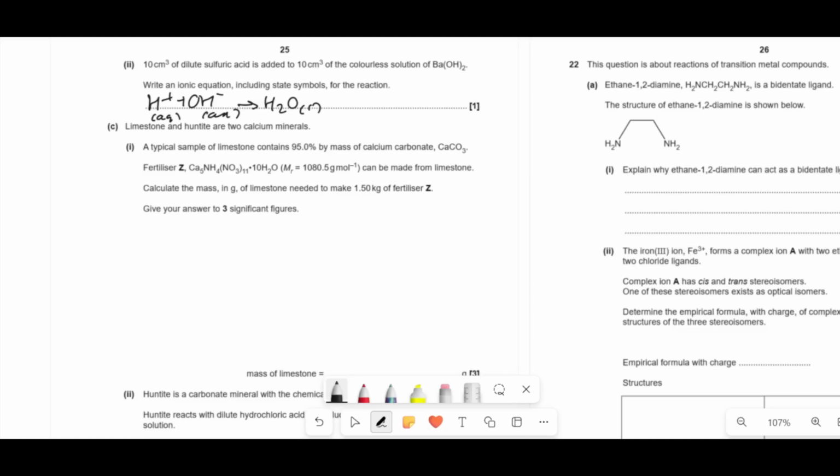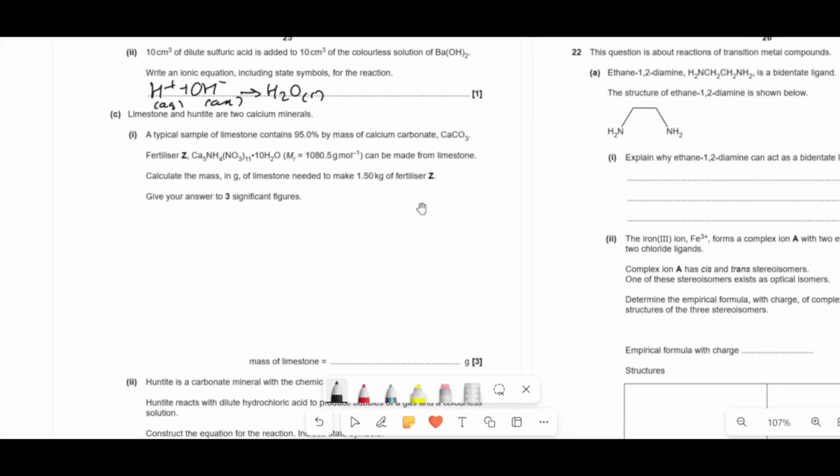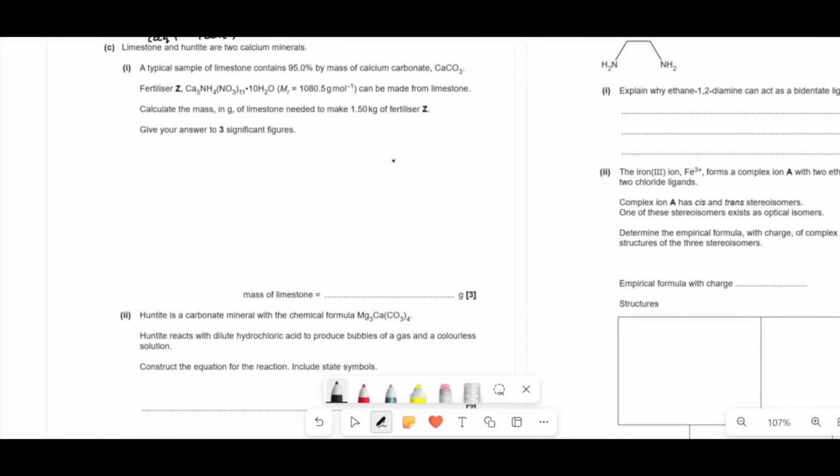So now it says limestone and huntite are 2 calcium minerals. A typical sample of limestone has this much calcium carbonate. Fertilizer Ca5(NH4)(NO3)11.10H2O, with the MR of this, can be made from limestone. Calculate the mass in grams of limestone needed to make that much fertilizer.